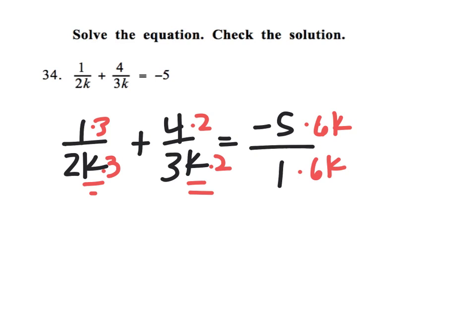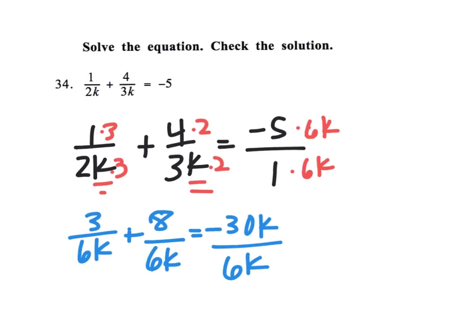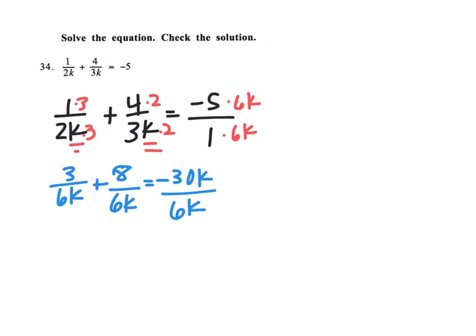If we do that, on top, we'd have 3 over 6k plus 8 over 6k, excuse me, equals -30k over 6k. Now at this point, I don't care about my denominators. They're going to kind of go away for now. And we're going to mostly just worry about what's on top. So I have 3 plus 8 equals -30k. And we're going to solve.